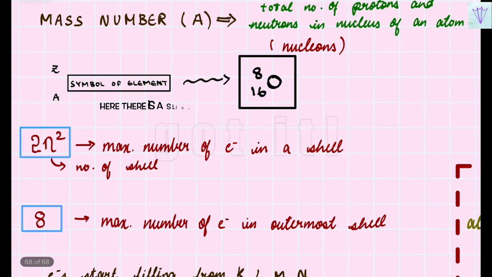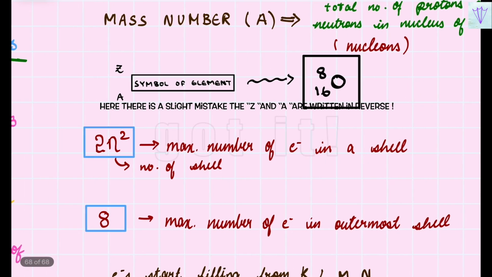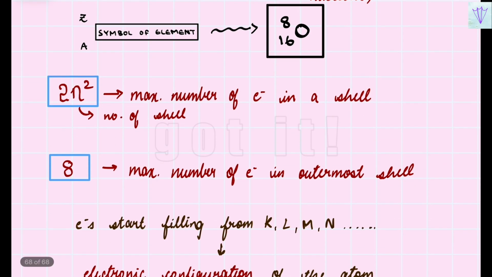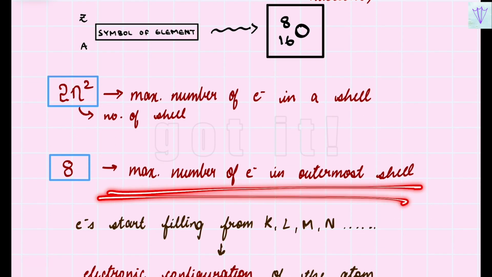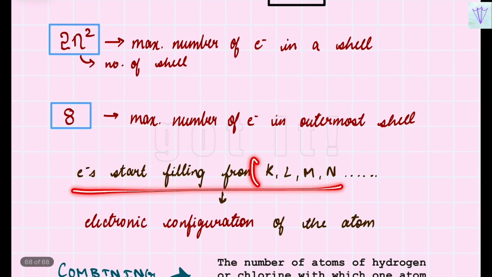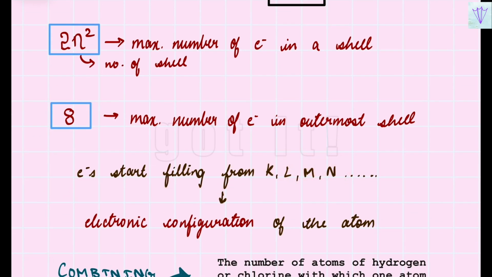And how do you calculate the maximum number of electrons in a shell? It is by the formula 2n square, where n is the number of the shell, as we have already seen in Bohr's model. And 8 is the maximum number of electrons in the outermost shell of an atom. The electron filling starts from K, L, M, N, because once K is filled, only then will it go and fill L. The filling of this is known as the electronic configuration of the atom.